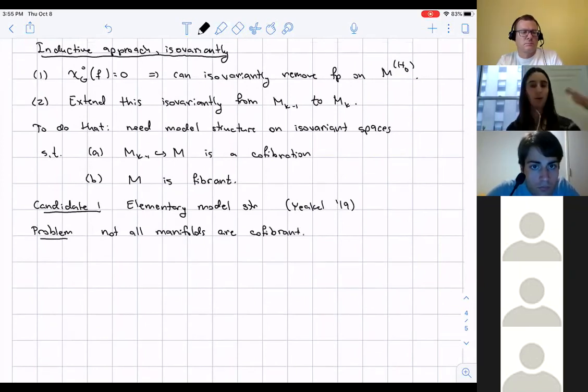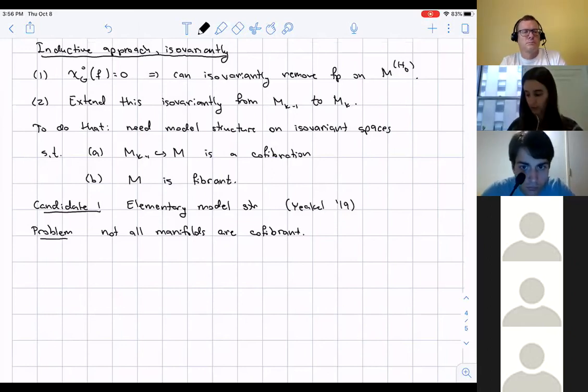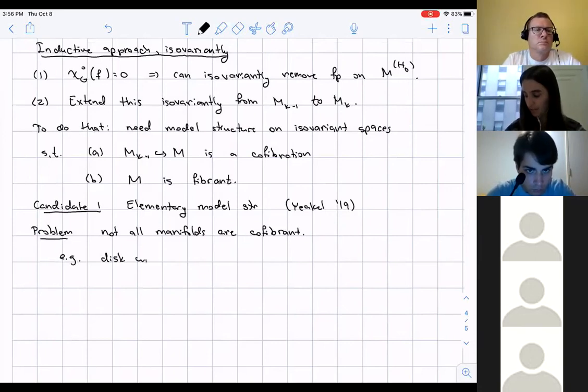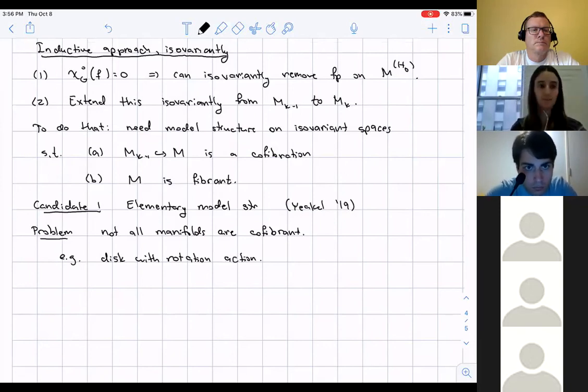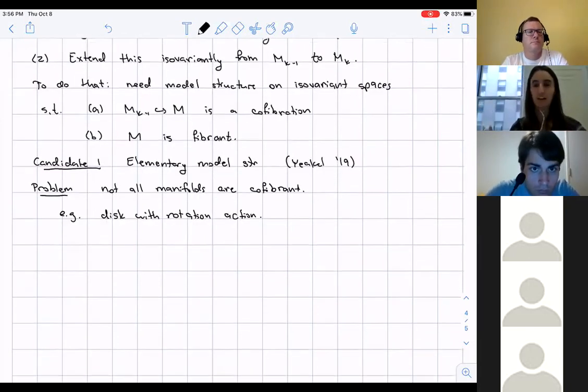So things like part A here, where you want this Mk minus 1, including into M, to be a cofibration, that's just not necessarily going to be true. So for example, the disk with rotation action is not cofibrant in this model structure. So that's going to be a pretty big problem. That's like a pretty elementary kind of manifold.